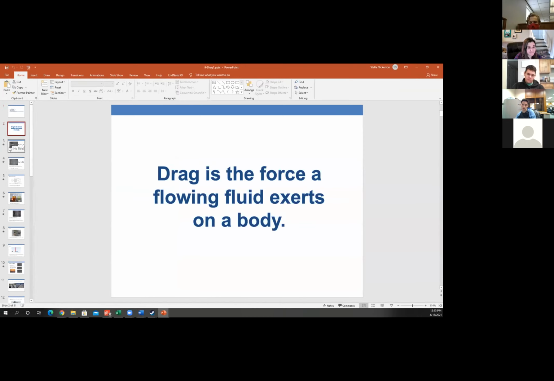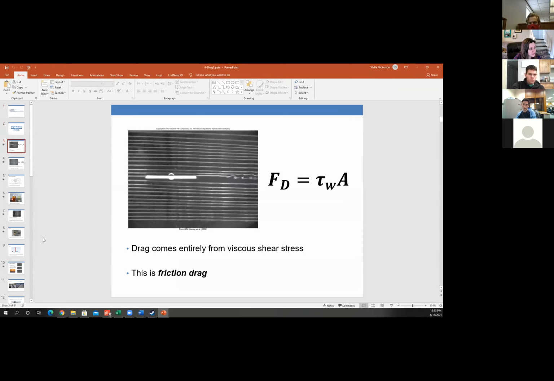Drag. Okay, the flowing fluid is going to exert this force on this body. And so drag can come from a couple different places. This is the conceptual stuff I want you to know. Drag can come from those viscous forces, sort of pulling on the surface as it flows past. And if we have a surface that's flat compared to the flow, that's where most of the drag is going to come from. It's going to come from those viscous forces dragging across the surface. It's going to come from the shear stress. And we call that friction drag.